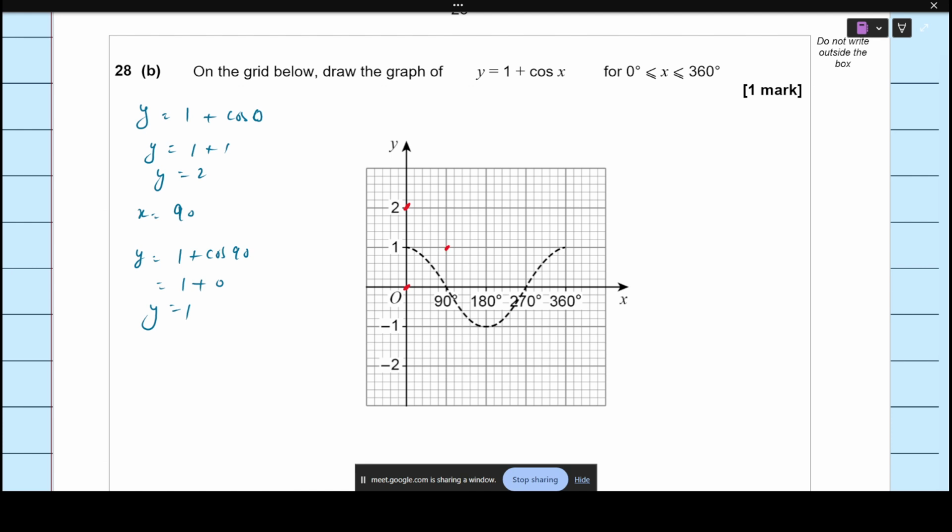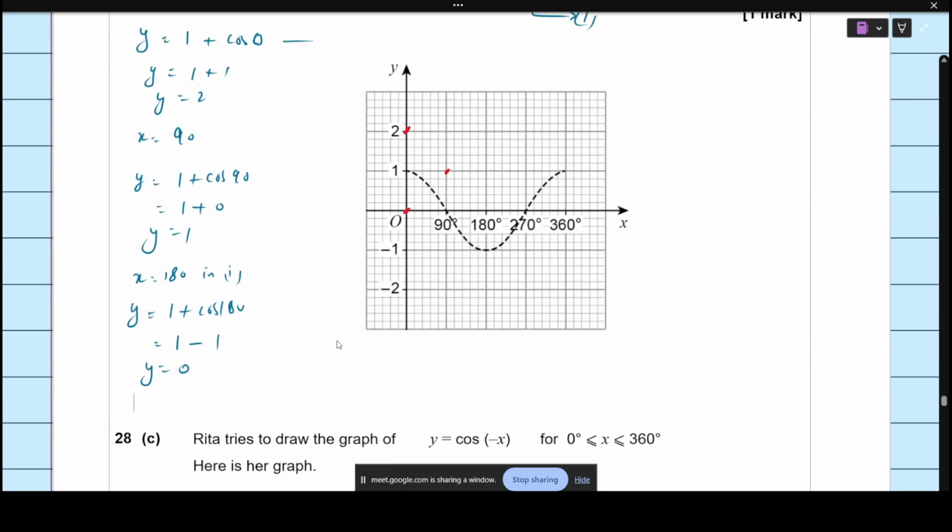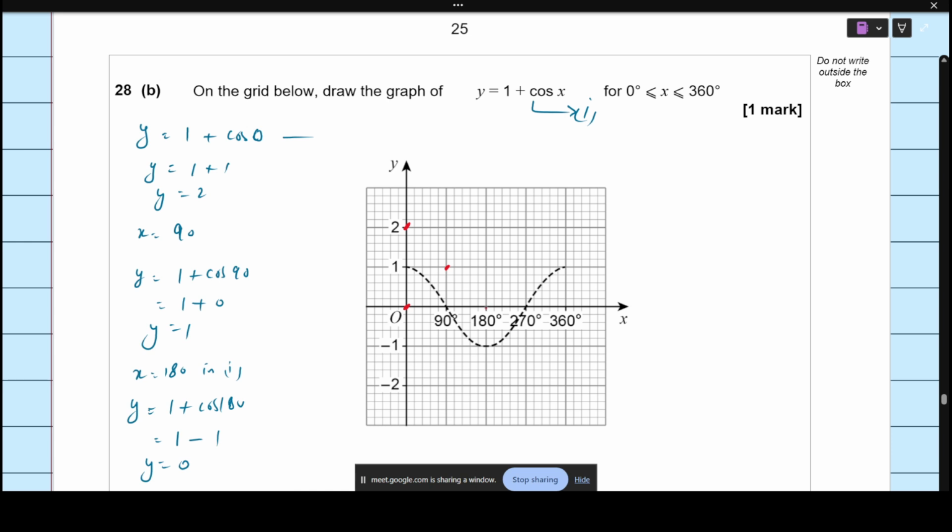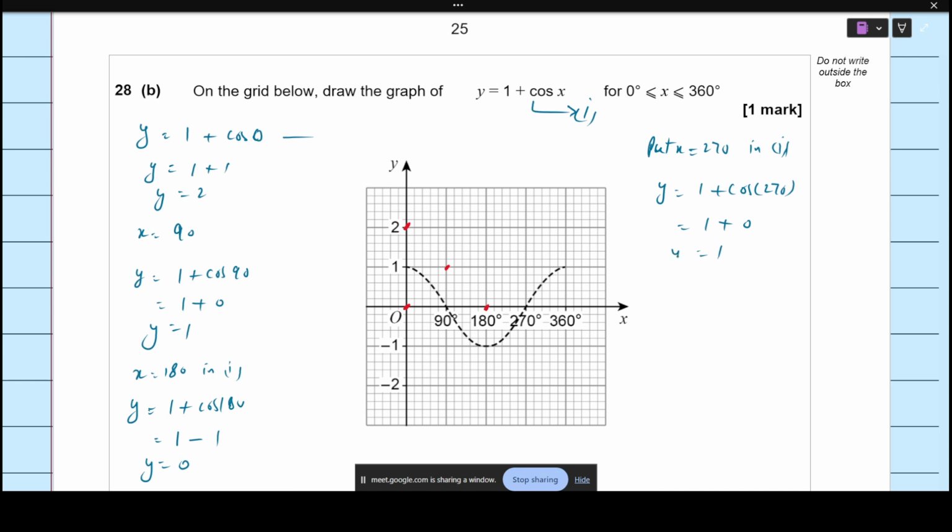So x is equal to 90 here, and y is equal to 1 here. That is the point. Now I'm going to put x is equal to 180. So y is equal to 1 plus cos 180. Cos 180 is negative 1, so that's 1 minus 1. We got the value of y is equal to 0. So when x is equal to 180, y is equal to 0. That would be the point. Similarly, if I put x is equal to 270 in equation number 1, y is equal to 1 plus cos 270. We know cos 90 is 0 and cos 270 is also equal to 0. So that's 1 plus 0, which is 1. So y is equal to 1 here. Similarly, for the next, we're going to go here. So that would be the graph.